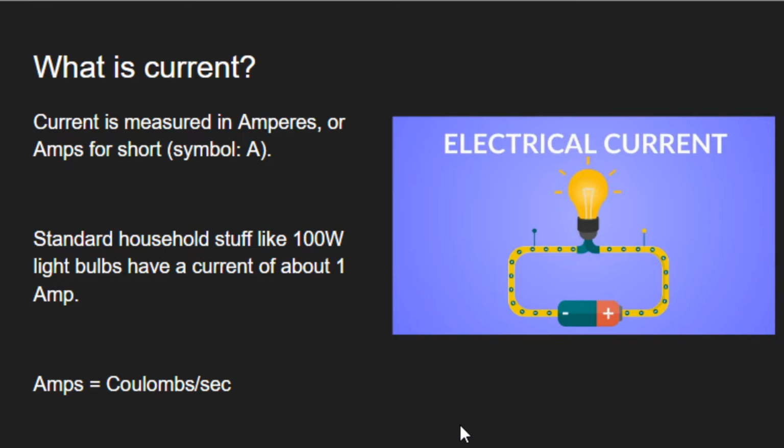So what is current? Current is measured in amperes, or amps for short. We already talked about this briefly. The symbol is A. Standard household items like 100-watt light bulbs have a current of about 1 amp. Important to note, amps is coulombs over seconds. It's a rate.